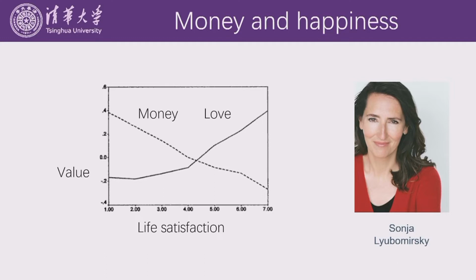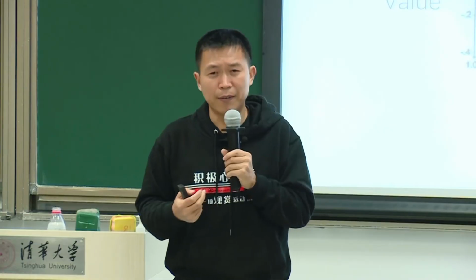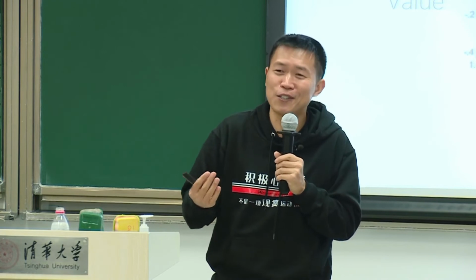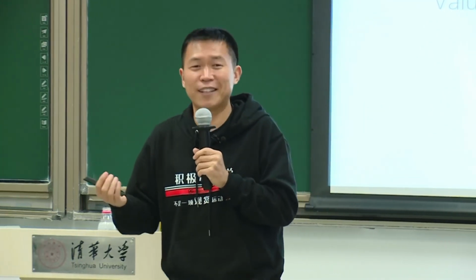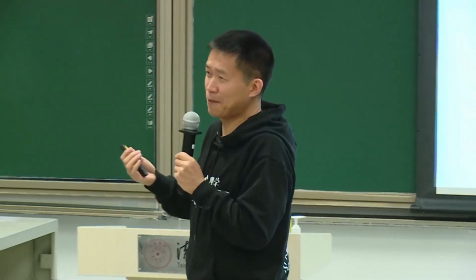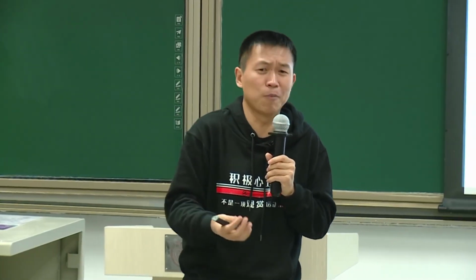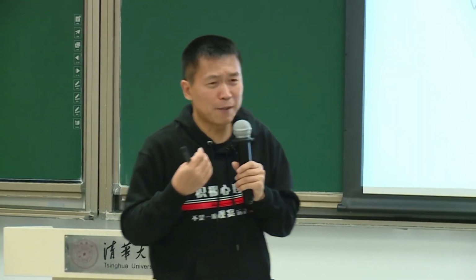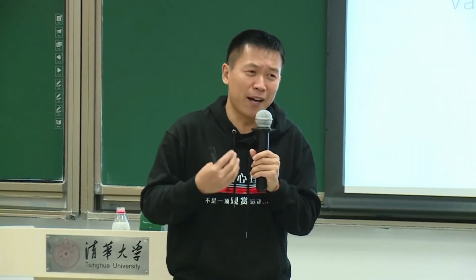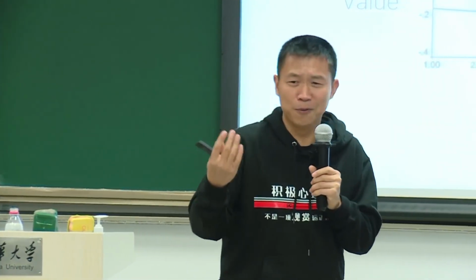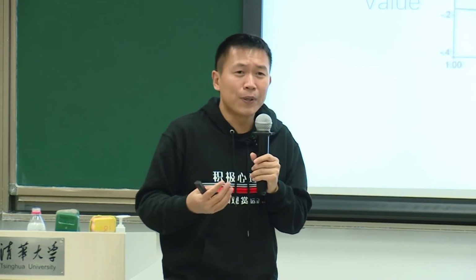This is because, as explained by Sonja Lyubomirsky, those people who value money a lot get into this hedonic treadmill, right? Because the pursuit of money is endless. You can never get satisfied unless you become the number one richest person in the world, which is almost impossible. So you always feel unsatisfied. Why am I still not as rich as, for example, Musk or Bill Gates? So you can never get satisfied.